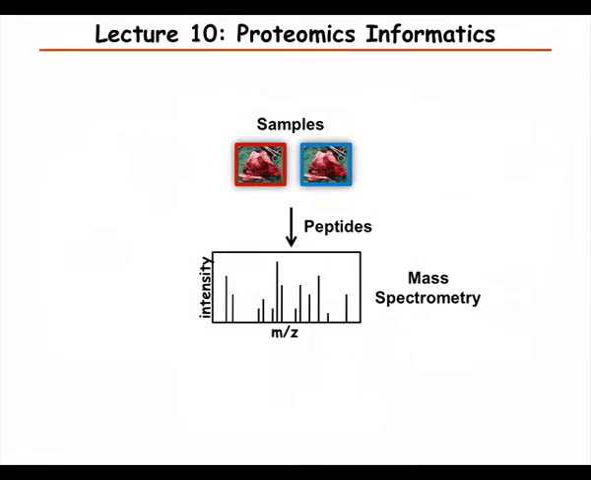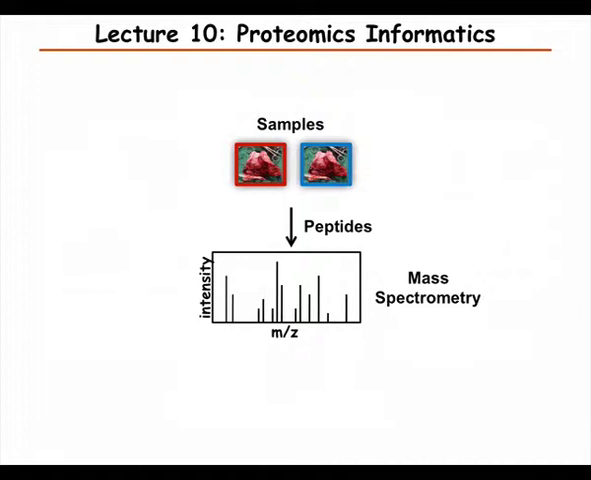Proteomics Informatics. This is going to be about mass spectrometry-based proteomics. What we do there is we take our samples and extract the proteins, digest the proteins to make peptides of a reasonable size for mass spectrometry, and then separate them and analyze them by mass spectrometry.